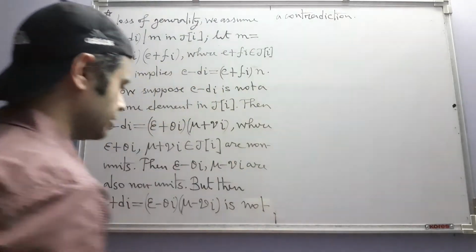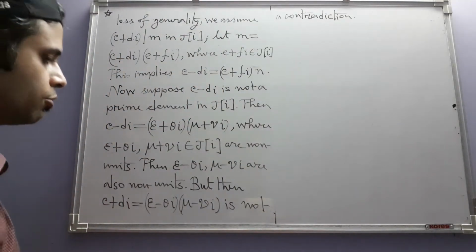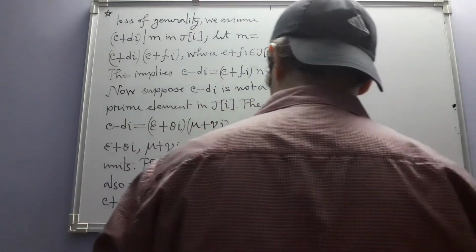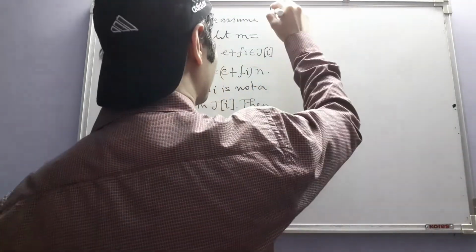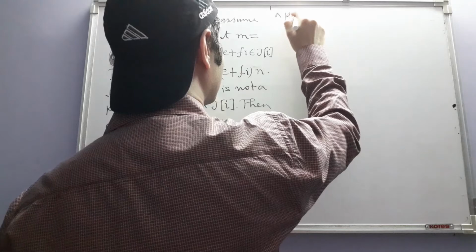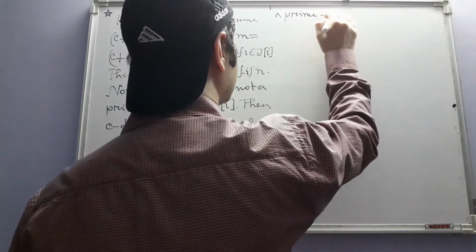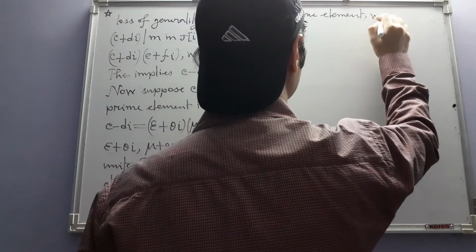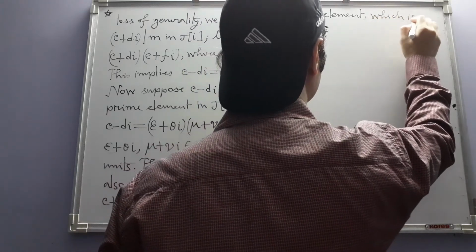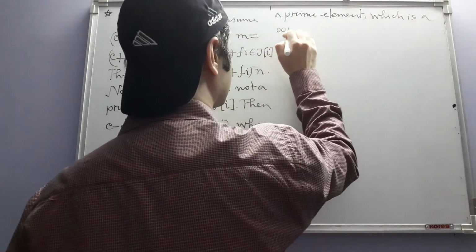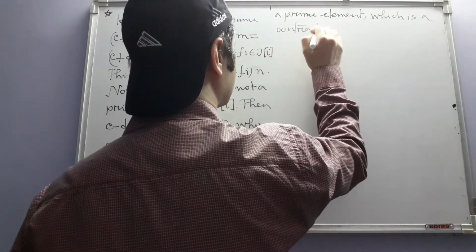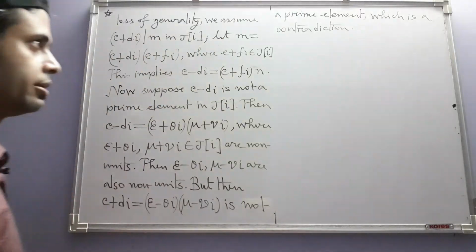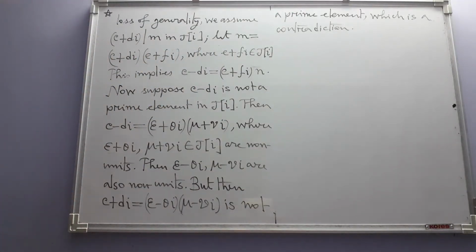Which is a contradiction, or not a contradiction. What the hell has happened to me today? Not a prime element, which is a contradiction. Okay, now it is okay.